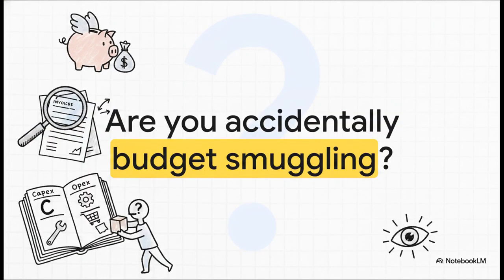Which leaves us with one final, pretty important question to end this explainer. I want you to think about your own procurement data. Check your department's OPEX accounts this week. Are you absolutely sure everything in there is truly an operational expense? Or are you, maybe accidentally, acting as a budget smuggler yourself? Take a really close look at those invoices. You might be surprised by what you find hiding in your P&L.